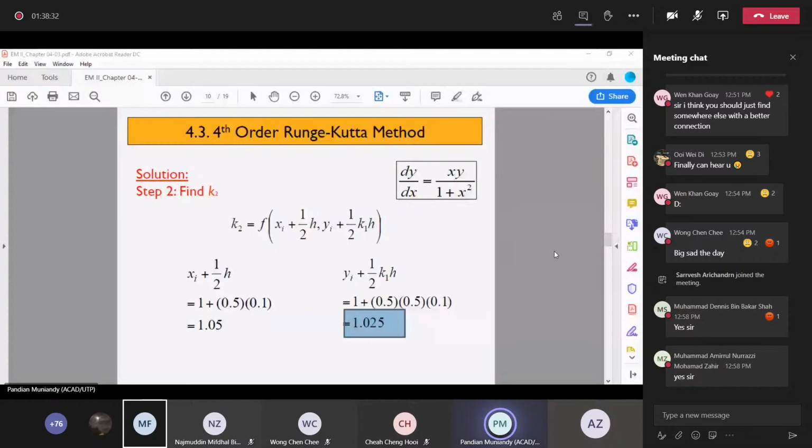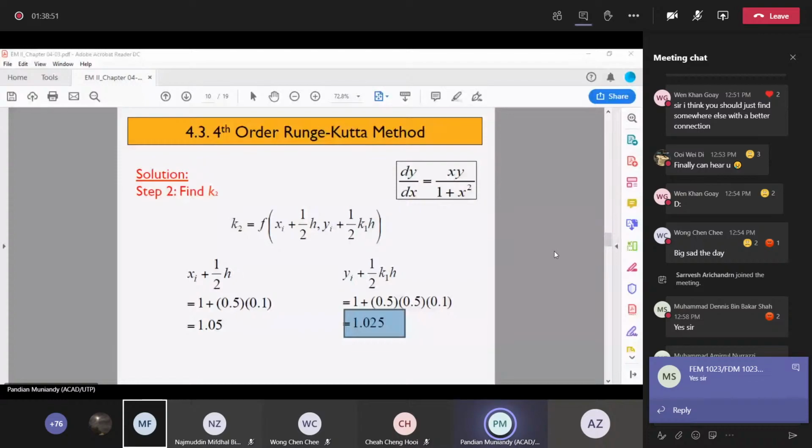Proceed to xi plus half h, still the same. The x still the same, 0.05, but your y is different now. Your y of k2h. So your k2 is this value, which you got from the previous slide.